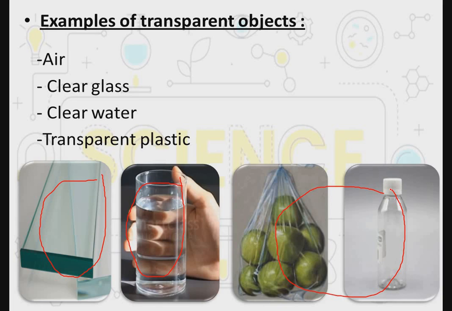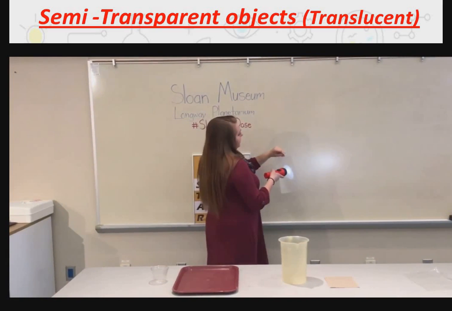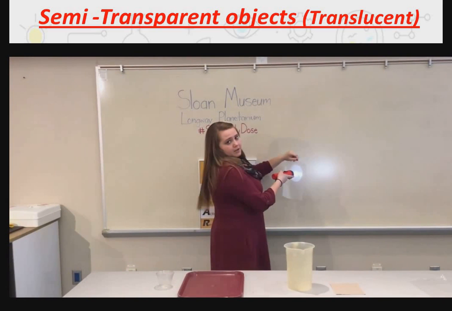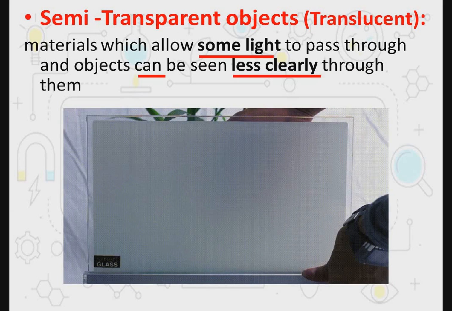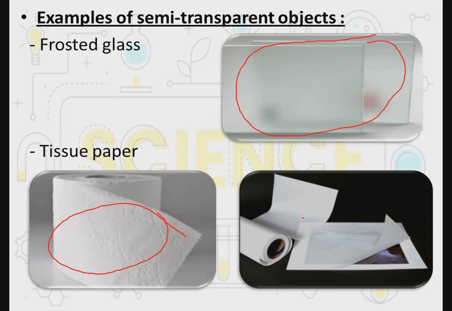What about the translucent objects? It is a material which allows some light, not all light, to pass or move from one side to the other side. So what is the definition of semi-transparent or translucent objects? They are materials which allow some light, not all light, to pass through, and objects can be seen less clearly. Examples of translucent materials, as we can see: frosted glass and tissue paper.